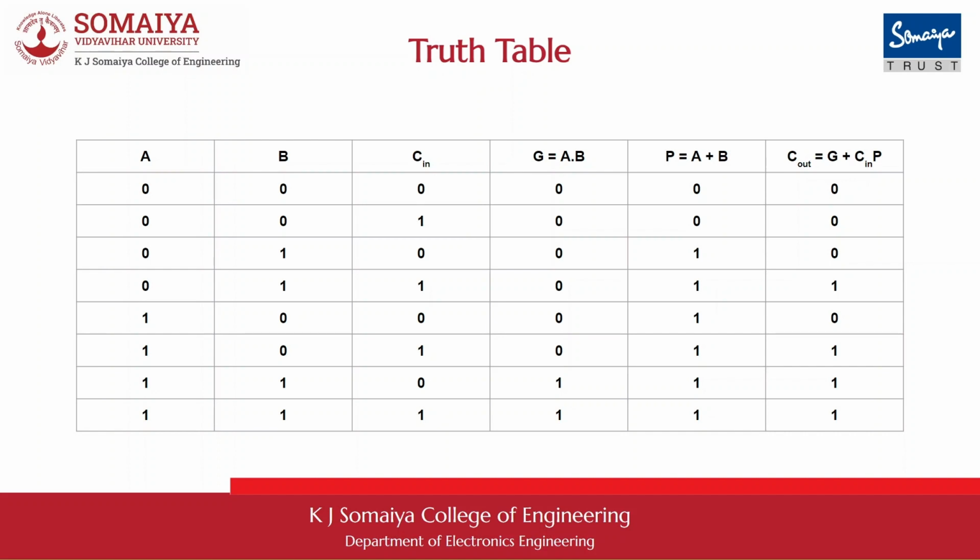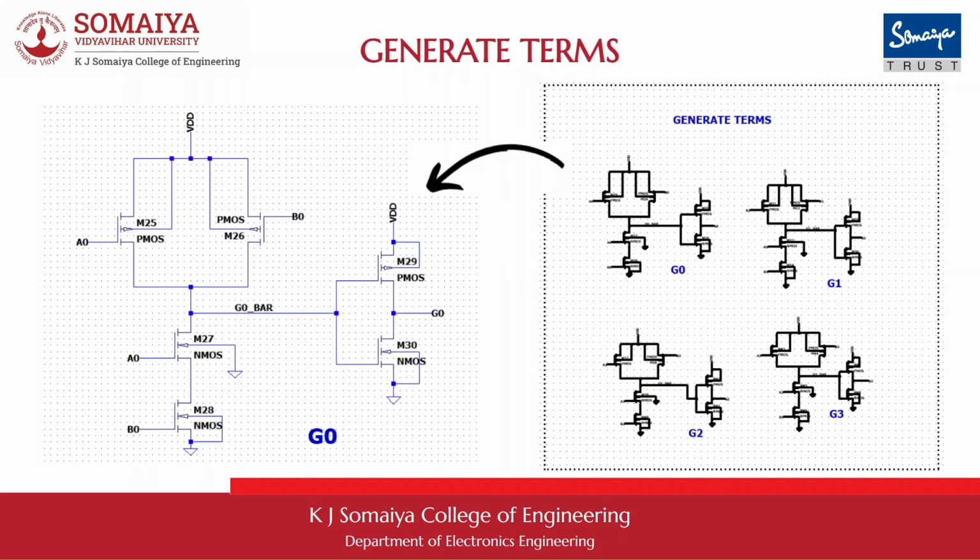For the carry out equation, it is G plus Cin into P. For the combination 0, 1, 1, it is 1. For the combinations 1, 0, 1, 1, 1, 0, and triple 1, the carry out term is 1. So the LTspice implementation will be explained by my teammate Lakshya.